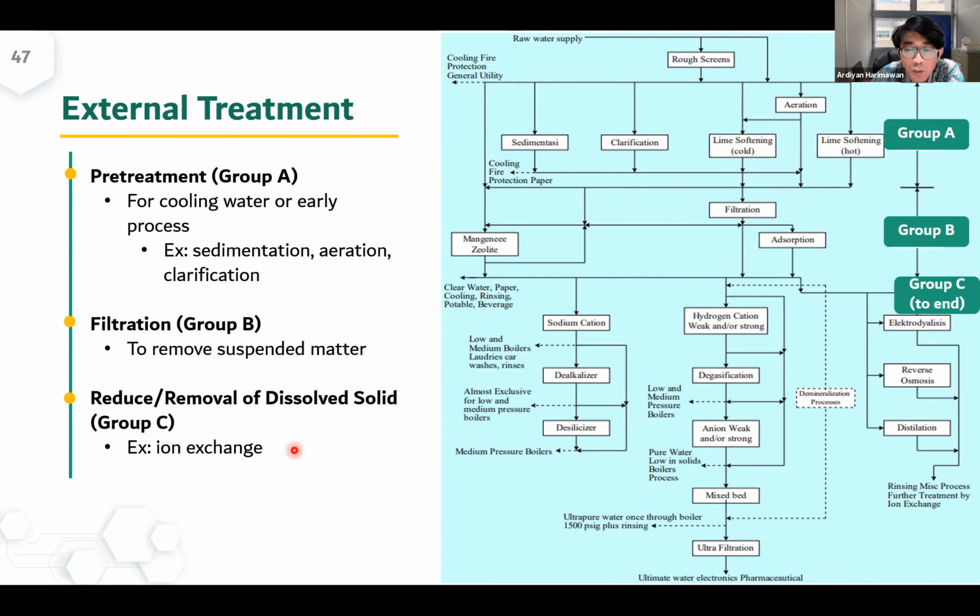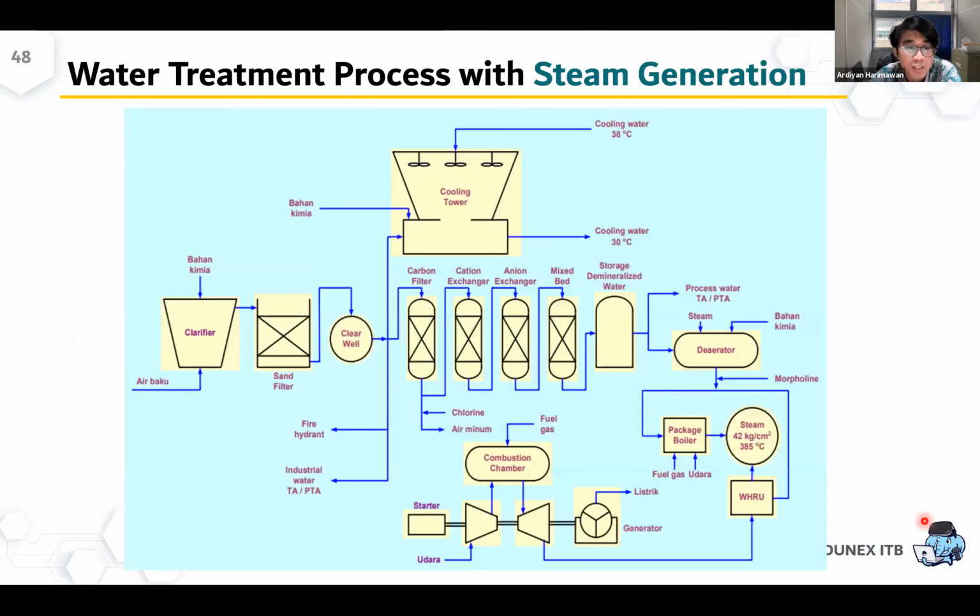And the third one will be the hardest one, which is to reduce or remove the dissolved solids, because dissolved solids are not something that is visually visible, right? They are all in the dissolved form. So depending on the characteristics of the dissolved solids, the compounds, the ions, you can employ several steps. You have options for how to reduce or remove the dissolved solids, for example by using ion exchange. This is basically the same process that we have discussed before.